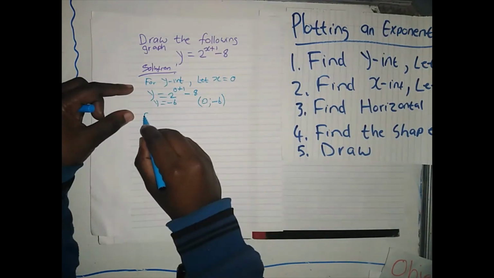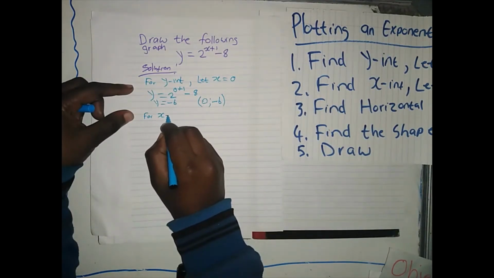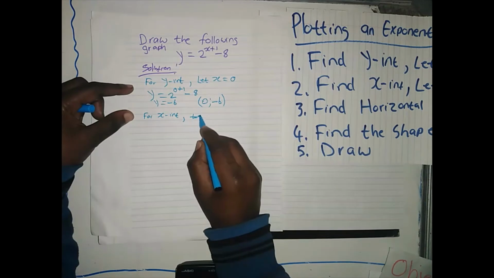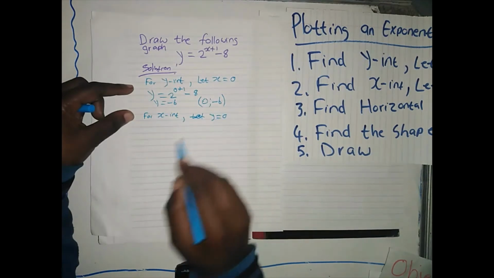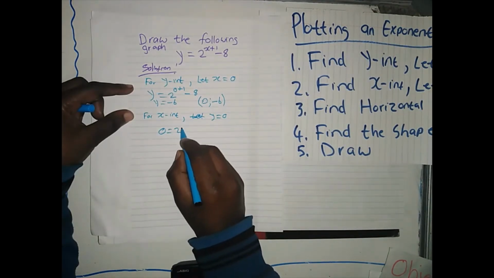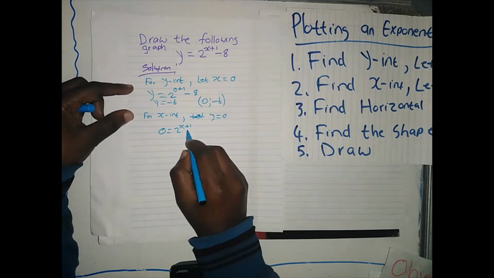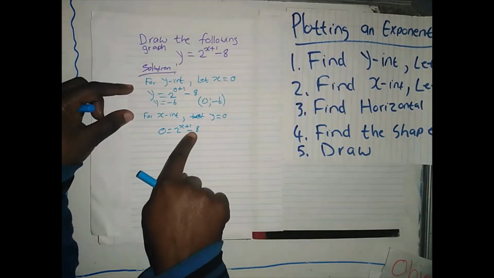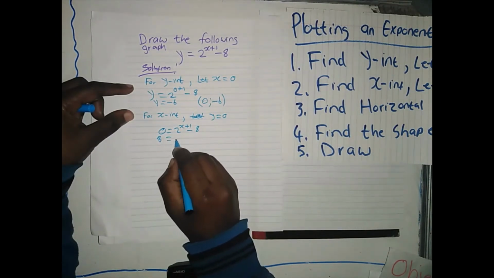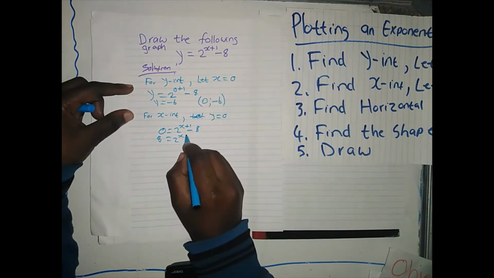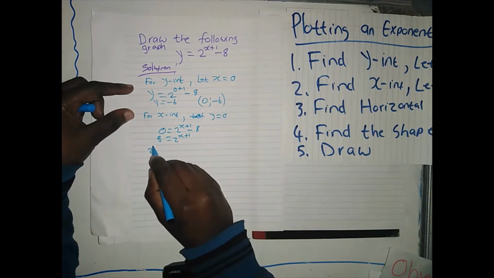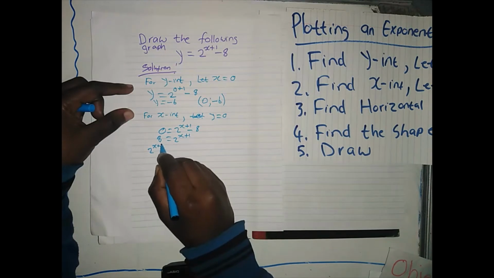So step number 2, for the x-intercept, you let y be equal to 0. So when you let y is equal to 0, what happens? You have 0, which is equal to 2 to the power x plus 1 minus 8. Okay, and then you need to take this 8 to the other side of the equal sign. So you end up with 8 is equal to 2 to the power x plus 1, which is the same as 2 to the power x plus 1 is equal to 8.